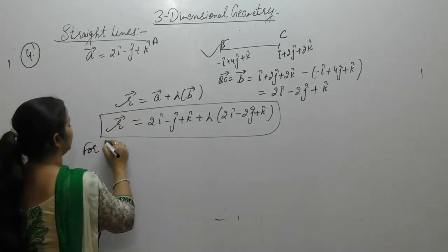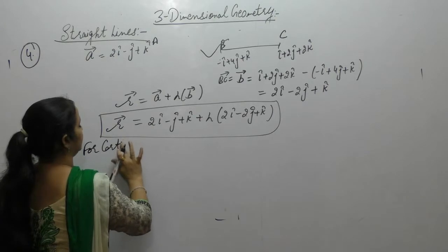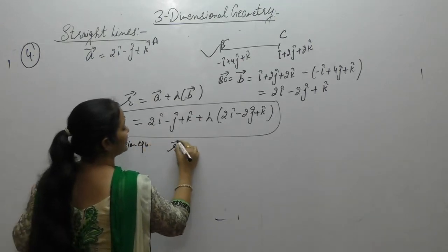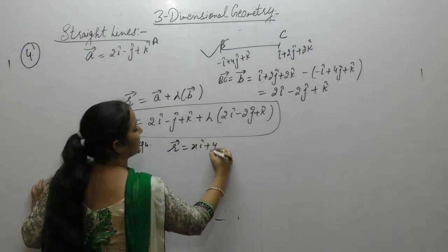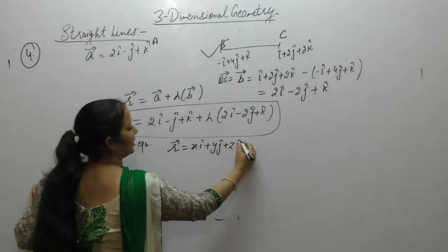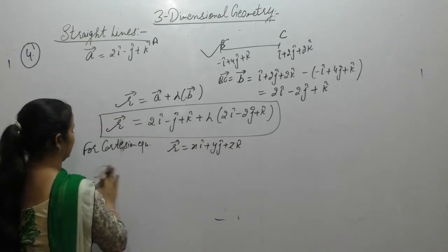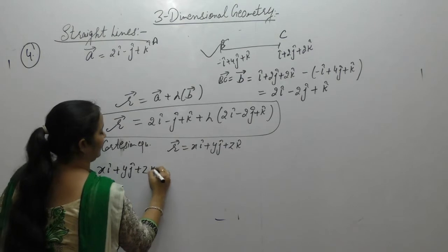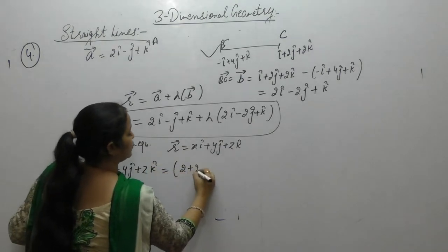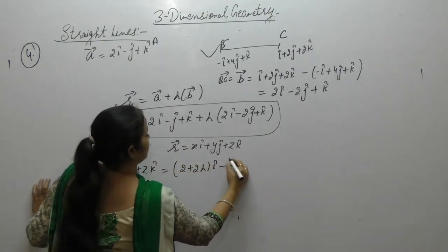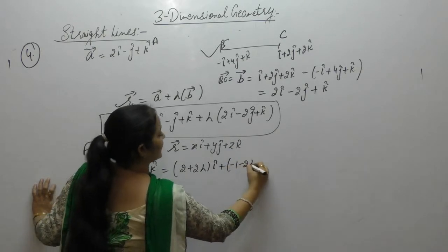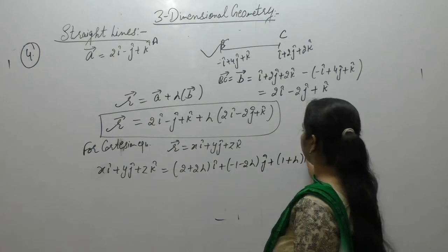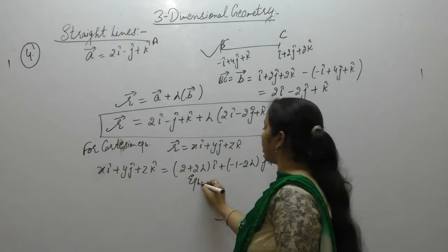So for the Cartesian equation, r vector is xi plus yj plus zk. Put the value of r vector: xi plus yj plus zk equals (2 plus 2 lambda) i cap plus (minus 1 minus 2 lambda) j cap plus (1 plus lambda) k cap. Now equate the like coefficient terms.